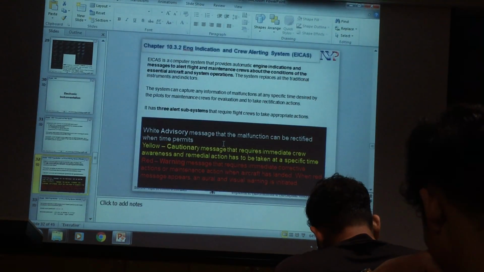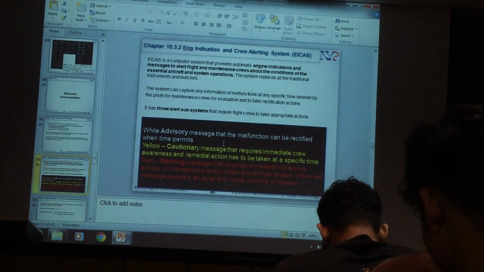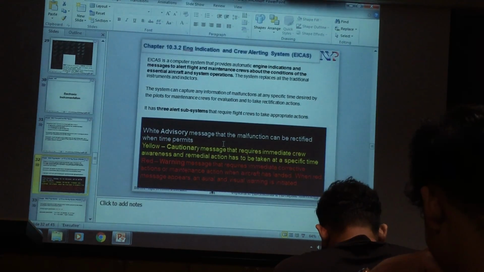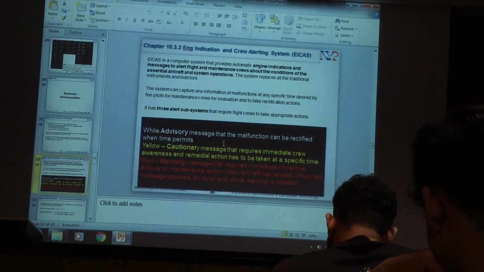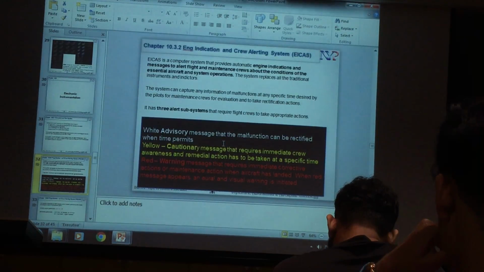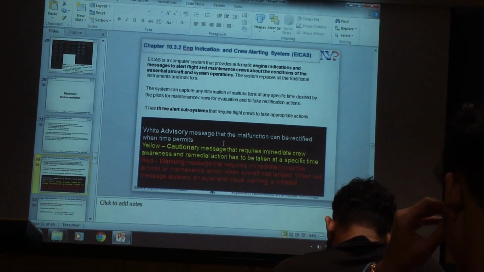Then the yellow? Cautionary. Not immediate warning, but doesn't require immediate action. A bit of delayed action, okay? You can bring your coffee first, then do the action. That's your bleed failure, left engine bleed failure. You can get everything steady, then you isolate the bleed. You have some time to respond.